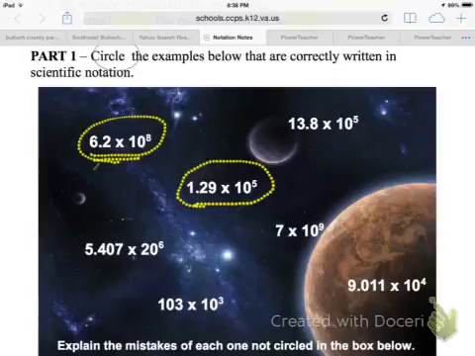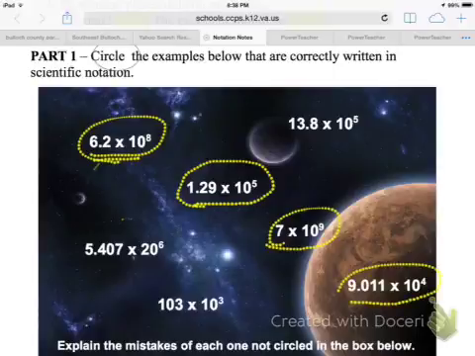Let's continue. This one, the 7 times 10 to the ninth, may also be circled because that is, again, between 1 and 10, and multiplied by a power of 10. And the last one that can be circled is this one here. Again, that number falls, although it's 9 and a decimal, that is still between 1 and 10. So I can circle it because that is correct. Times 10 to the fourth power is multiplied by a power of 10.